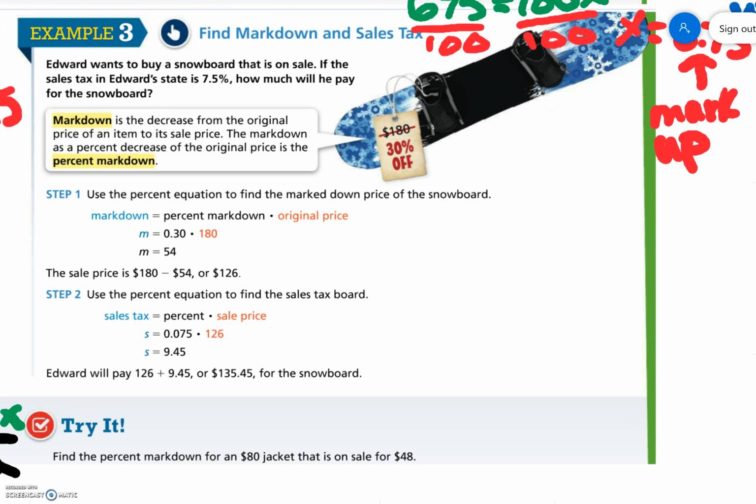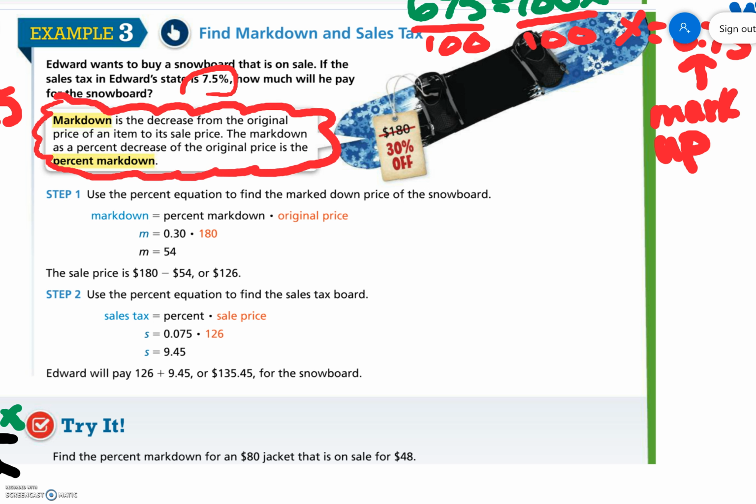Example 3, find markdown and sales tax. Edward wants to buy a snowboard that is on sale. The sales tax in Edward's state is 7.5%. How much will he pay for the snowboard? So the markdown is the decrease in the original price of the item to the sale price. The markdown is a percent decrease of the original price, a percent markdown.